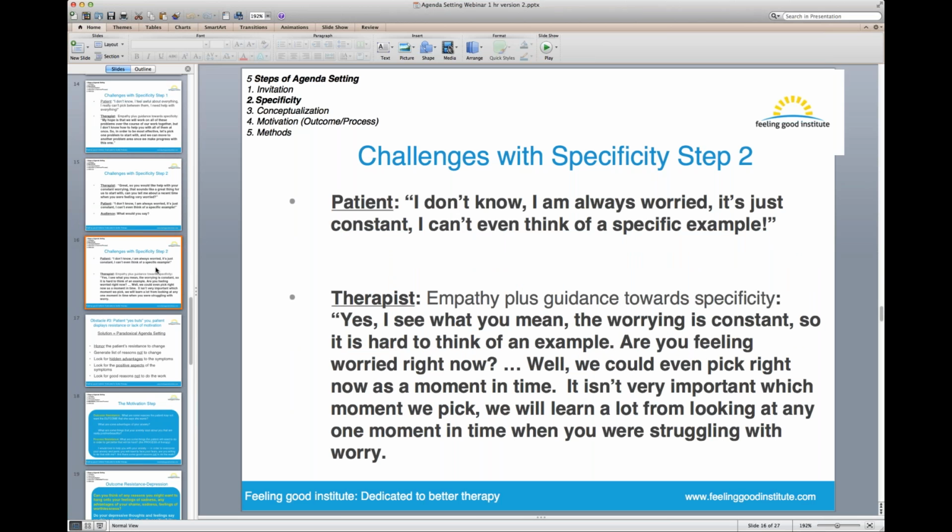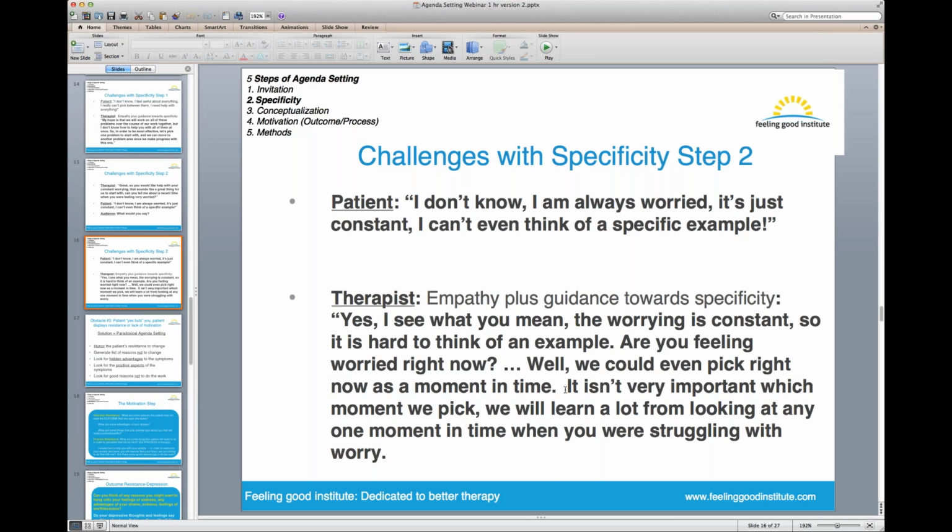So the patient's prompt is, I don't know, I'm always worried. It's just constant. I can't even think of a specific example. I would definitely offer some empathy around how they might feel overwhelmed and that it's really hard to think of an example. But my inclination would be to ask, are you even feeling worried right now? We could even pick right now as a moment in time. And here's the important part.